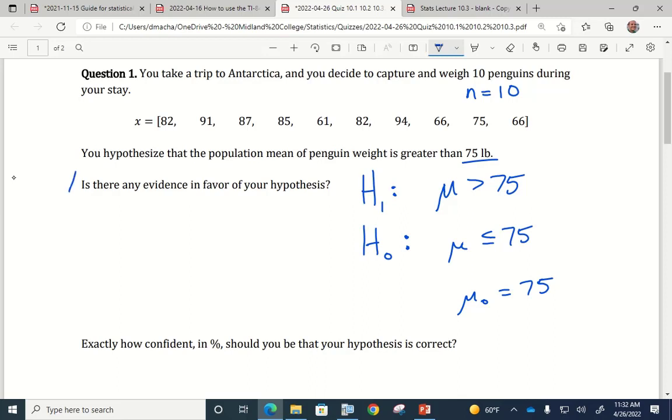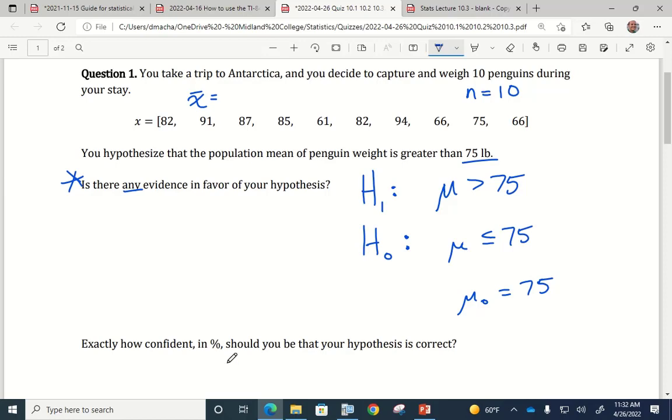The first question says, is there any evidence at all in favor of my hypothesis? So there's really two questions here. Do you have any evidence at all? And then do you have enough evidence? You can have some evidence but not have enough evidence. But if you don't have any evidence at all, then the hypothesis test is really straightforward. And so maybe what we can calculate, we don't know the population mean, but we can calculate the sample mean.